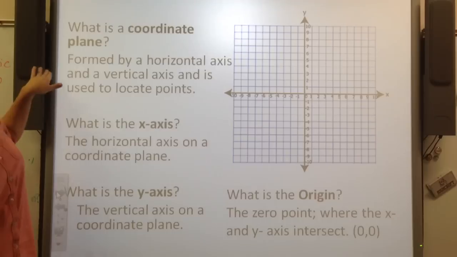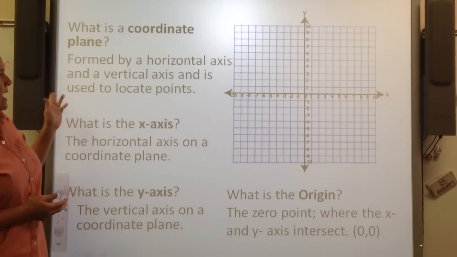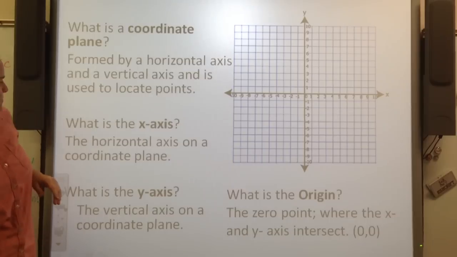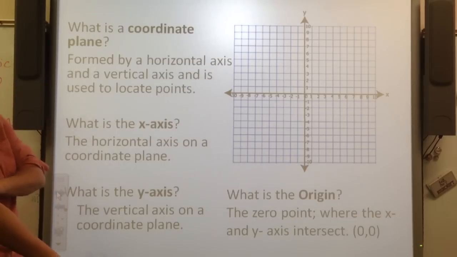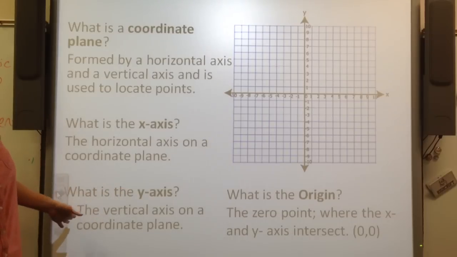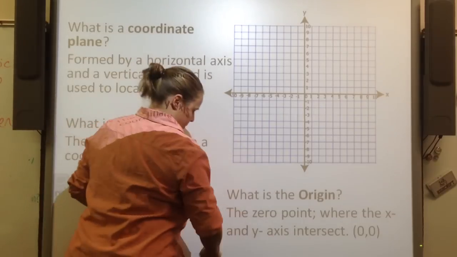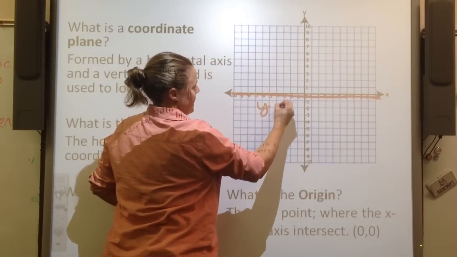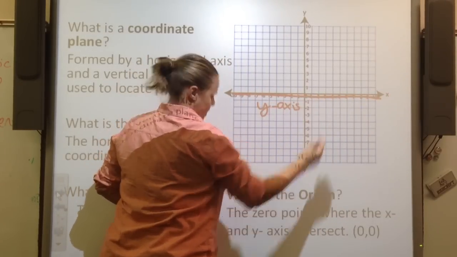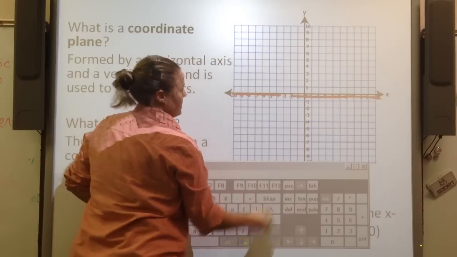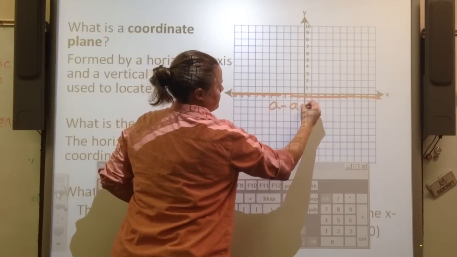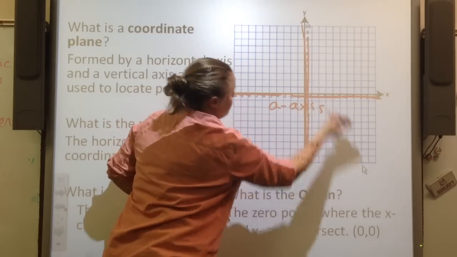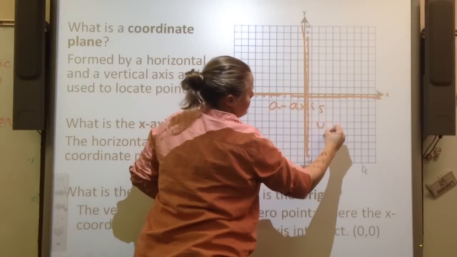So what is a coordinate plane? It's formed by a horizontal axis and a vertical axis and is used to locate points. What is the x-axis? The horizontal axis on a coordinate plane, and the y-axis is the vertical axis. So here we have that's our x-axis. This is our x-axis. And then our vertical line is the y-axis.